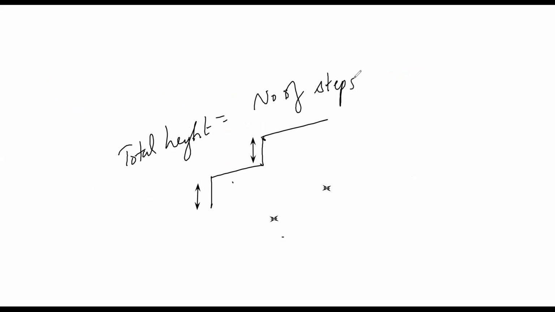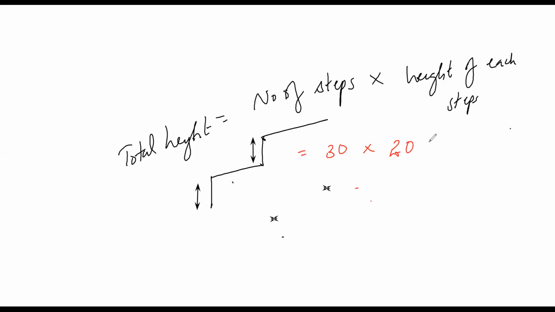If you can visualize this, it will be very wonderful. Number of steps into height of each step. The number of steps he takes is how much? 30 steps. So 30 into the height of each step, 20 centimeter. So totally the height is how much? 600 centimeter. To convert to meter, divide by 100. So it is nothing but 6 meter.